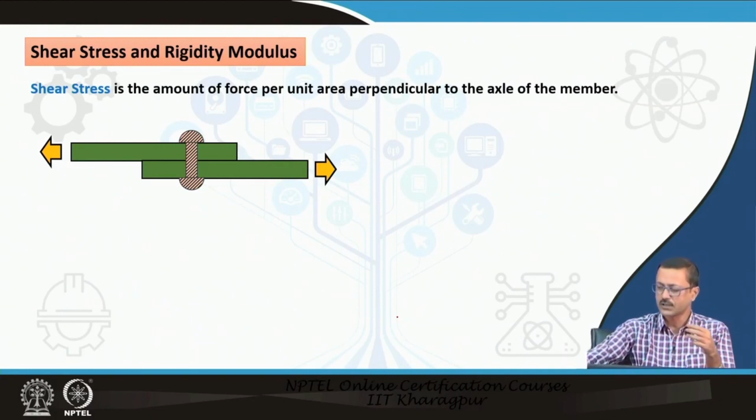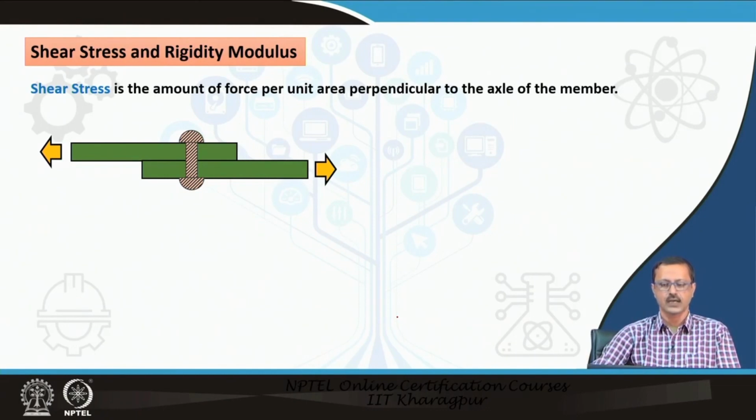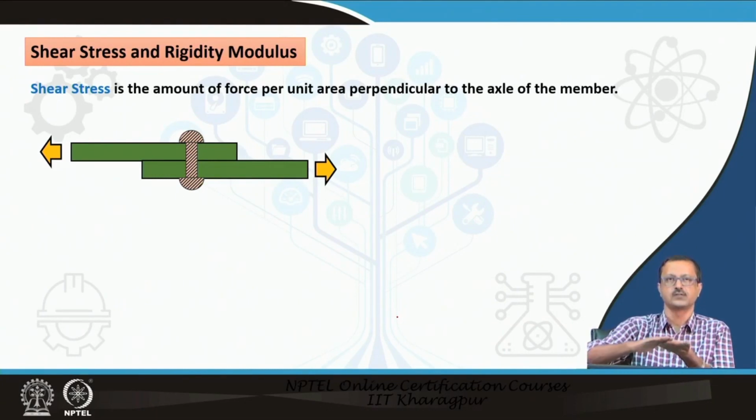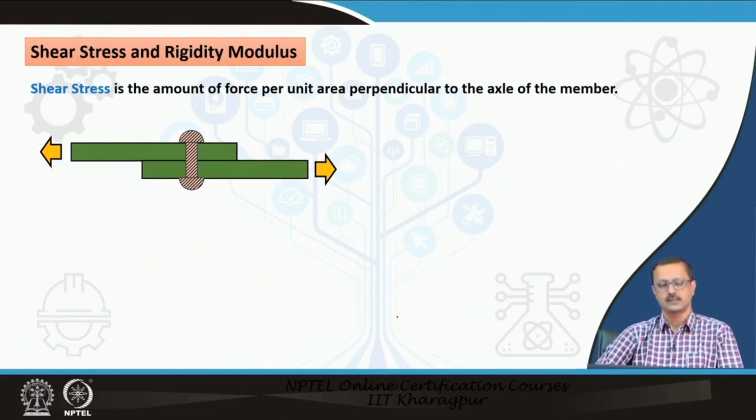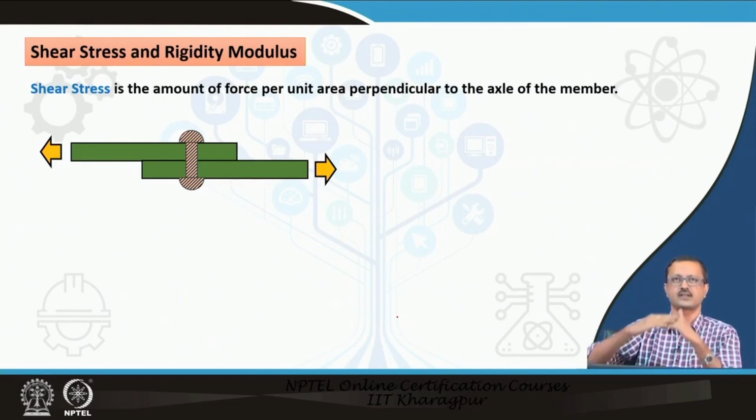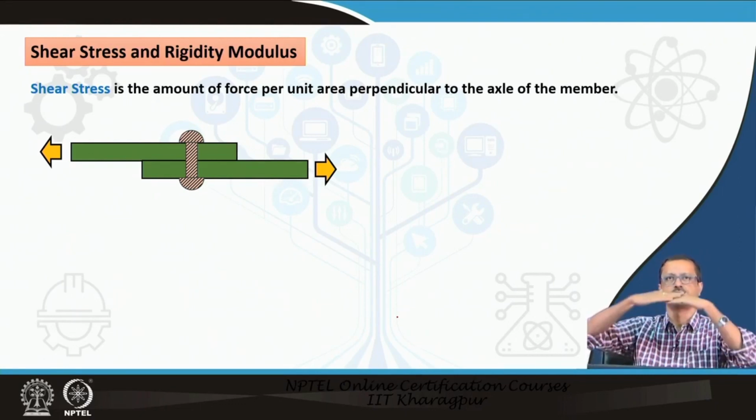But in case of the shear force, it produces the shear stress, which is not along the axis; it is perpendicular, the transverse direction to the axis. So, what I have done over here is, there are two green color plates, maybe steel plates, lapping with each other with a common lap length, and these two plates are fixed by a rivet or maybe a nail, and we are pulling from two sides.